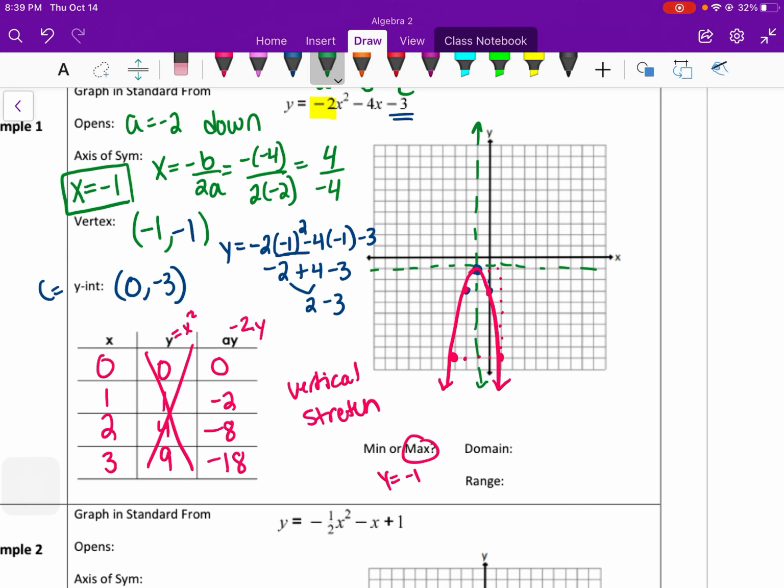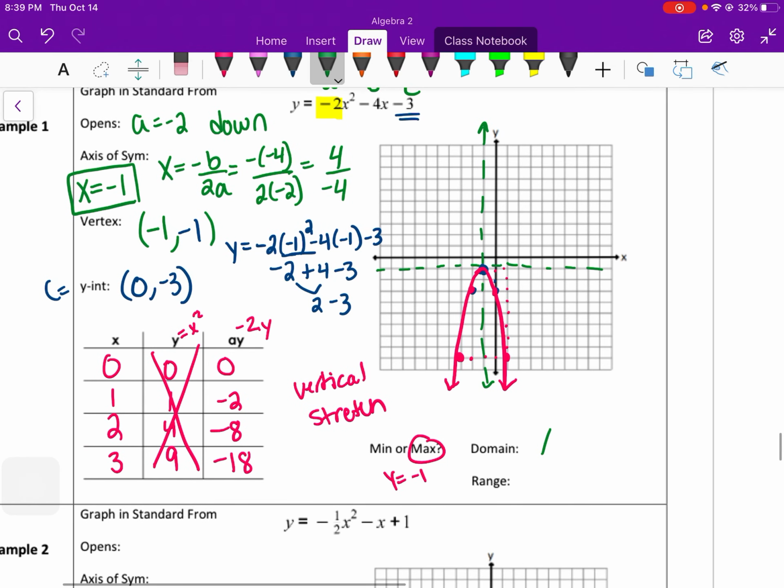Similar to the domain of the other forms, quadratic equations have no restrictions to what you can plug in. You can square any real number essentially. So x is an element of the real numbers for domain, and the output values represent our range values, our y values. And if we look at our picture, we can see that the maximum y value is at negative 1, and then all my other output values were below that. So y less than or equal to negative 1 is my range.